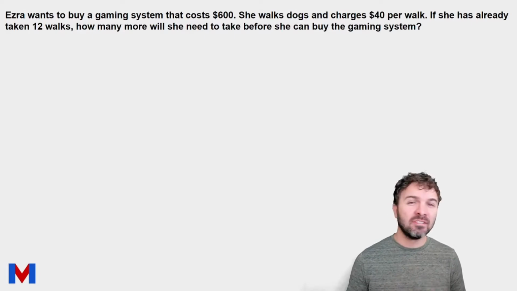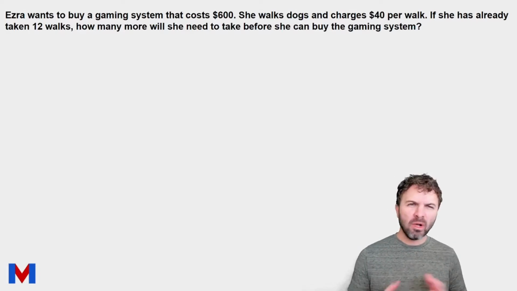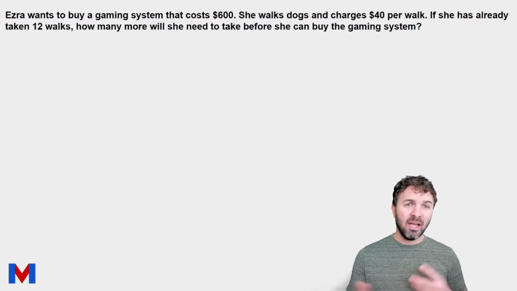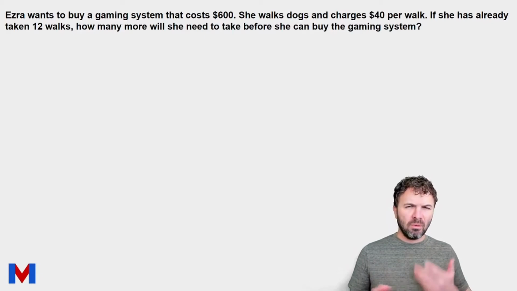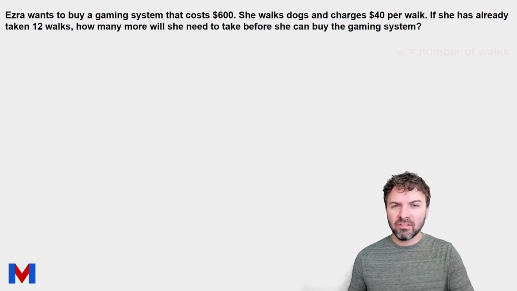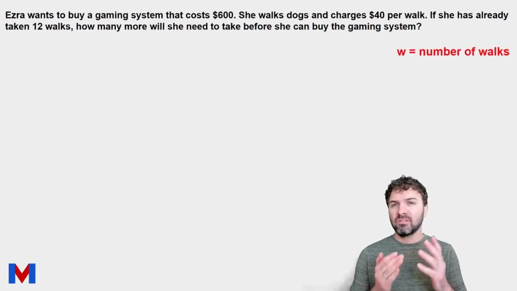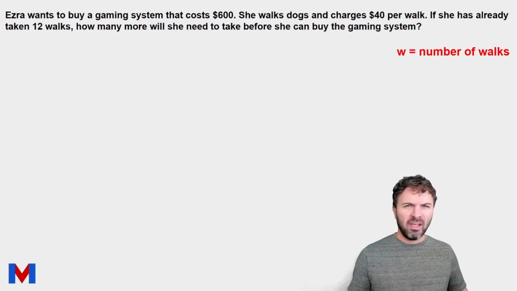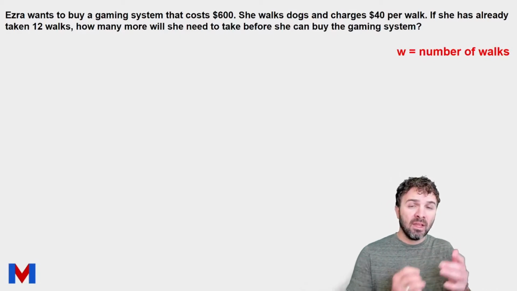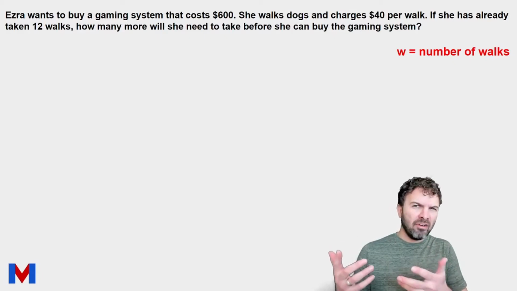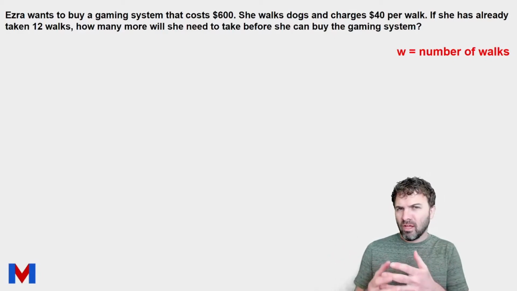Ezra wants to buy a gaming system that costs $600. She walks dogs and charges $40 per walk, and she's already taken 12 walks. How many more walks does she need to do in order to buy this gaming system? Well, we're trying to figure out the number of walks that she needs to take, so let's use that for a variable. W is the number of walks. And we can solve this different ways. Today we're focusing on modeling, so let's model this with an area model or algebra tiles.